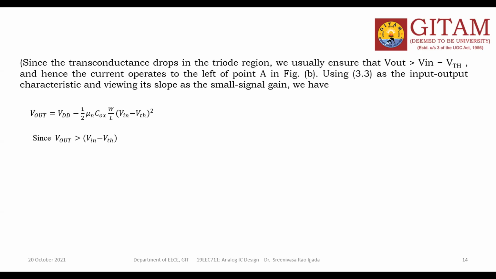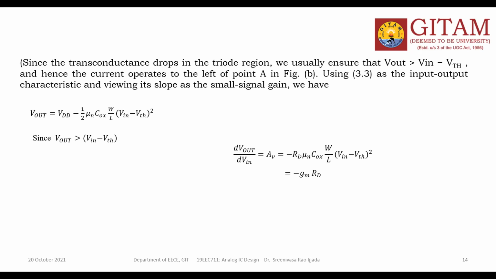So then, since Vout is greater than Vin minus VTH, this condition, what happened? I want to differentiate this equation with respect to Vin. Already Vin is here. Then you will get the change in output voltage with respect to change in input voltage. It is nothing but the voltage gain. Am I correct? Change in output voltage with respect to change in input voltage is nothing but the gain of the amplifier.